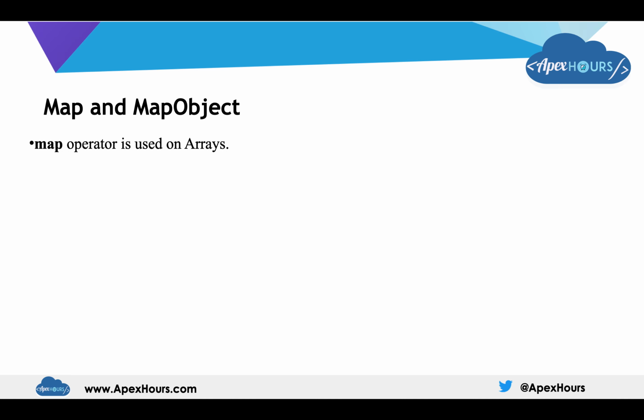The very first hint you can see in my first statement is that the map operator is only used on arrays. So whenever you find arrays and need a transformation, you can use the map operator. This is the small hint: when you find arrays, you should think you can use map. And map object is used for objects. The map object syntax itself contains the word object, so it is easy to remember that map object is used for objects.